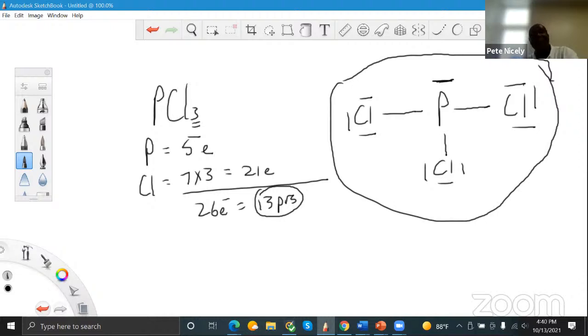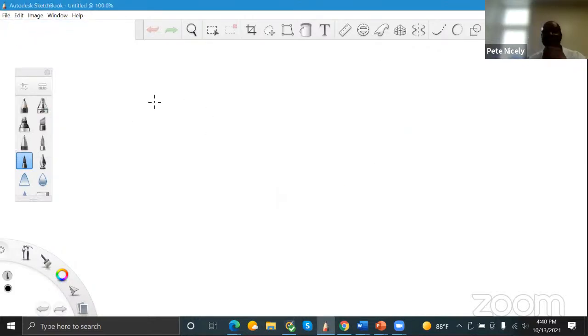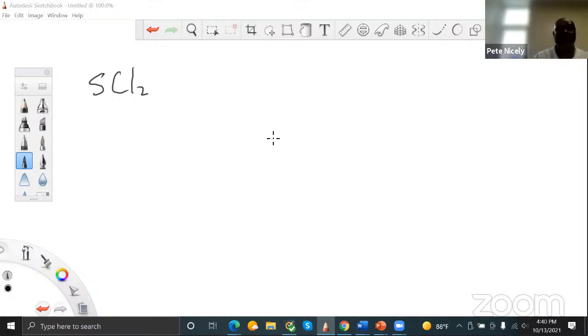Okay, so now that I've done 2, I'm going to give you guys the opportunity to tell me what to do for this one. All right. Okay, so what shall we do now? Suppose you're given SCl2, all right? And you're asked to draw the Lewis structure. So what would be the first step in this process? What would be the first step, folks?